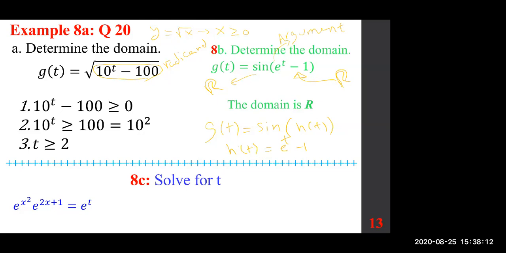Remember, this is the product rule, okay? Which means a to the power of m times a to the power of n is a to the power of m plus n, okay? So we add them up. X squared plus 2x plus 1 is e to the power of t. And therefore t is the same as x squared plus 2x plus 1. And you're done. You simply use the product rule and it works out.